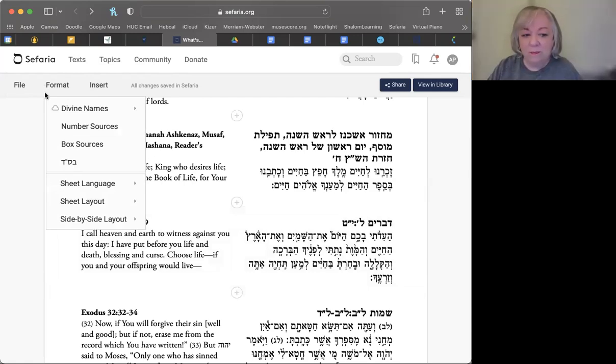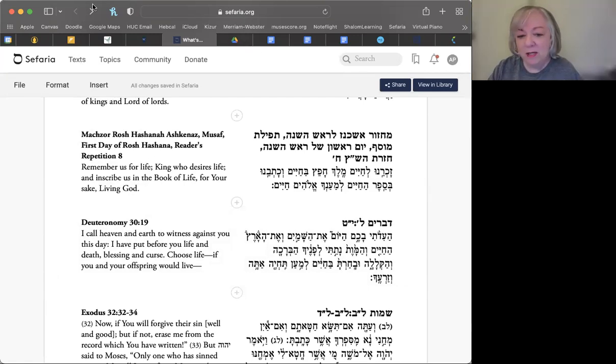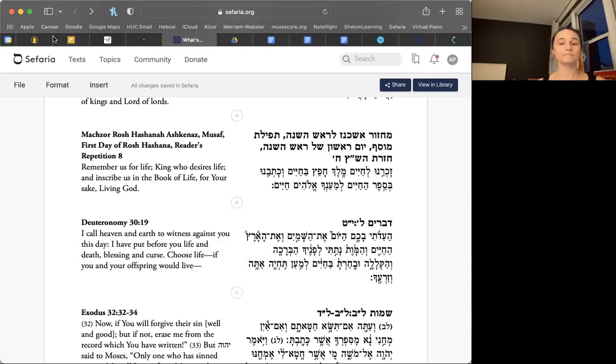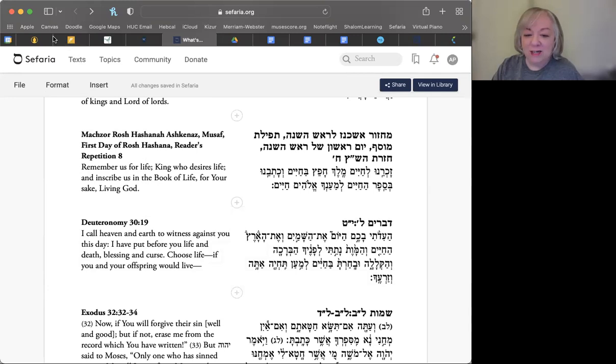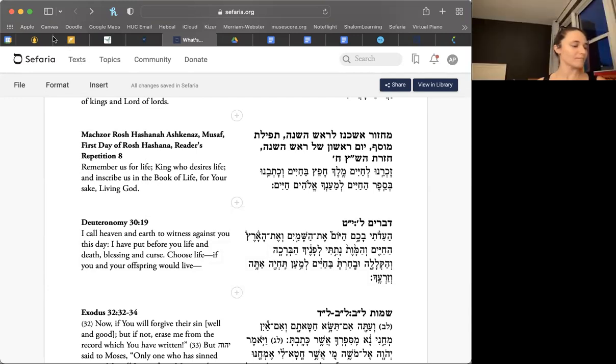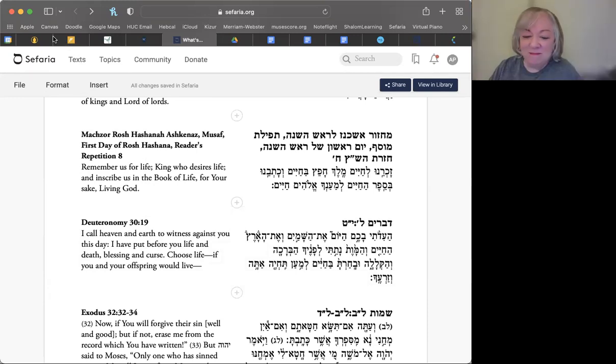Yeah, just after Marissa spoke, I looked at the text again for Zachrenu, and I thought without punctuation it could mean different things. What if there were a comma or a dash after Elohim, and then it's saying B'sefer HaChayim L'ma'ancha Elohim Chayim, like, to life. I doubt that's what it's intended to be, but I kind of like that read.